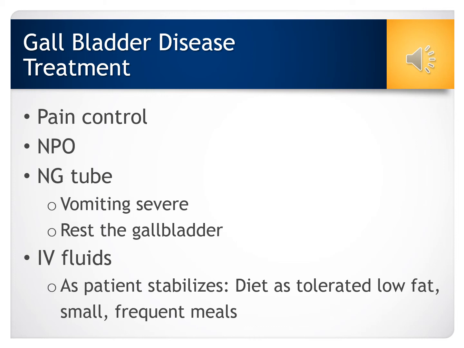Nursing goals for the patient undergoing treatment for gallbladder disease include treating the pain. The patient will be NPO, which should help relieve the nausea and vomiting. If the vomiting is severe, they will insert an NG tube to remove any gastric secretions from the stomach in order to allow the small intestine to rest and the gallbladder to rest.